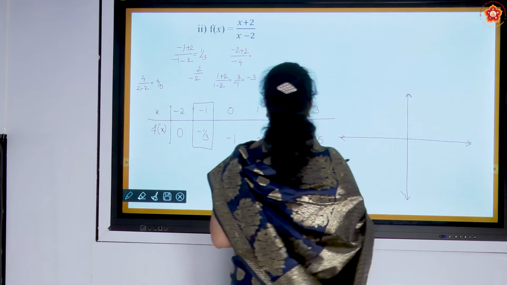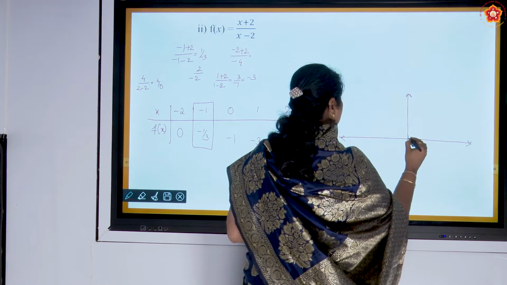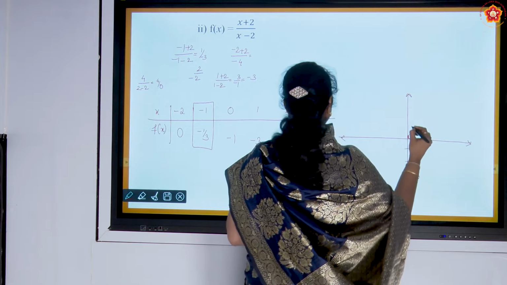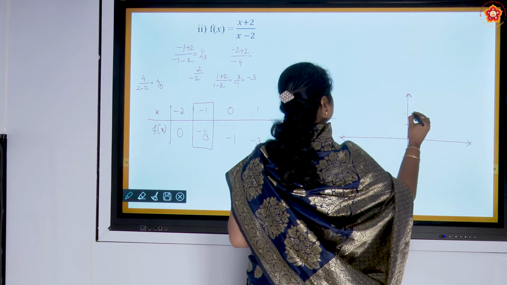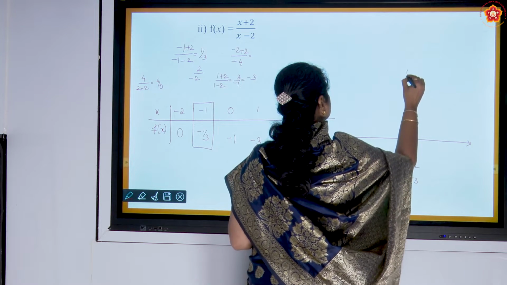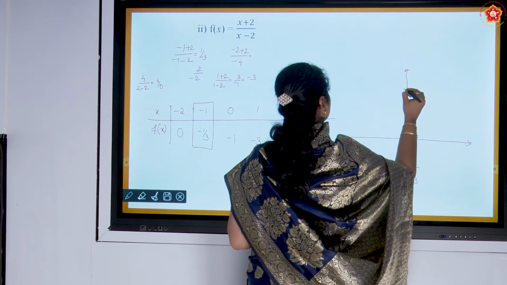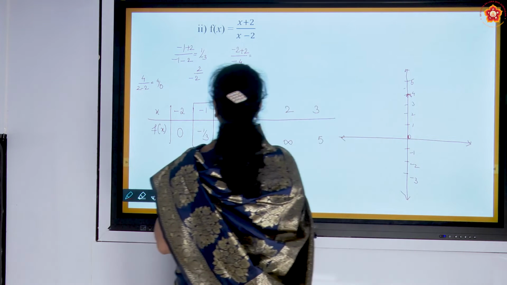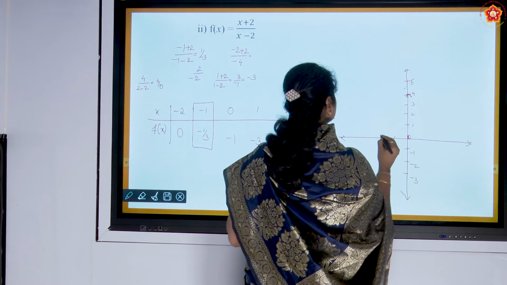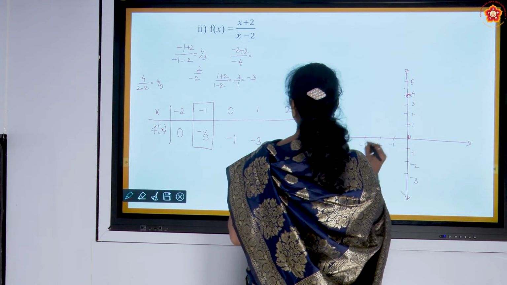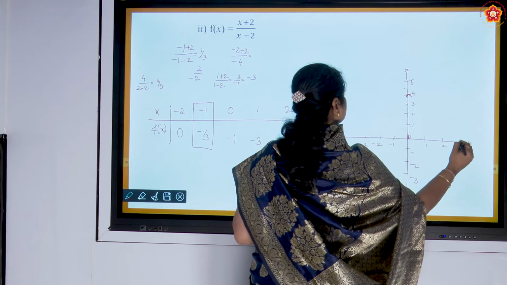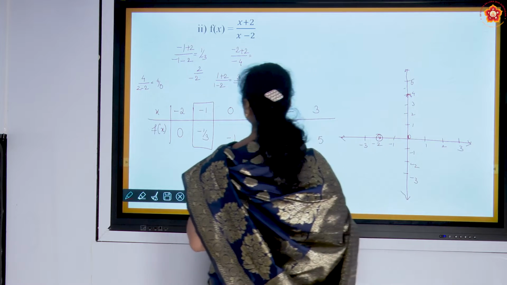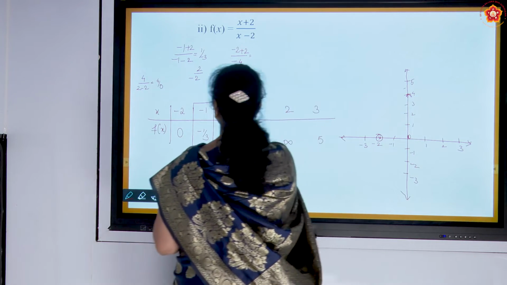My y value, my f of x, goes on till 5. So I have 0, minus 1, minus 2, minus 3 here, and then 1, 2, 3. I'll extend it because I need it till 5: 4, 5. On this side I have negative till minus 2. So it's minus 1, minus 2, minus 3, then 1, 2 and 3. Let me plot it. Minus 2 comma 0 is going to be here. Minus 1 I'm going to skip.